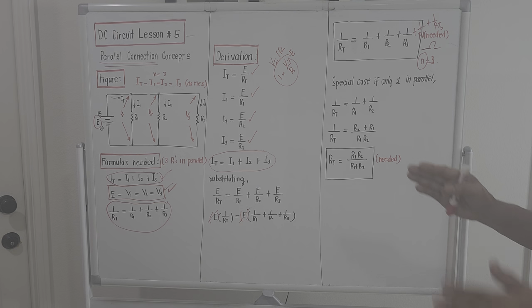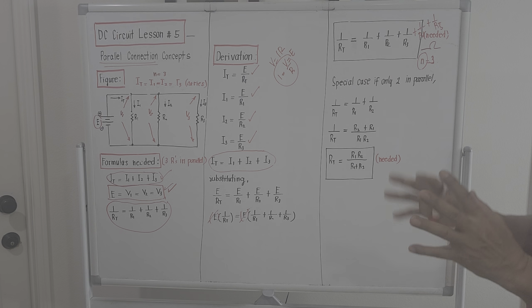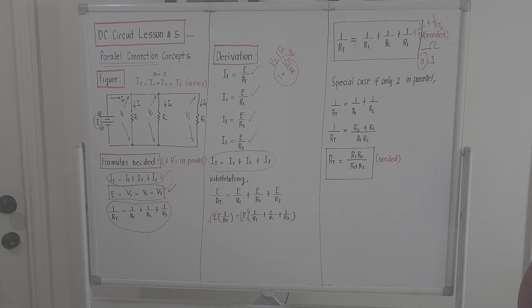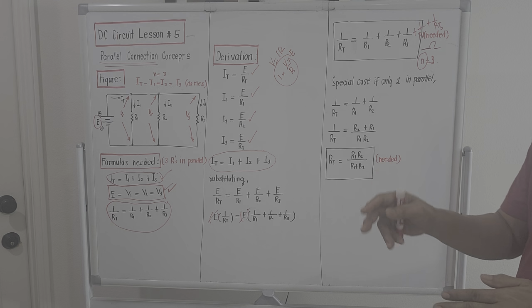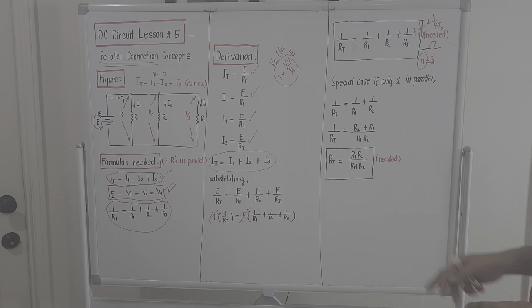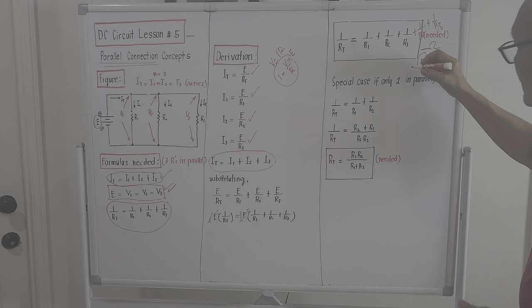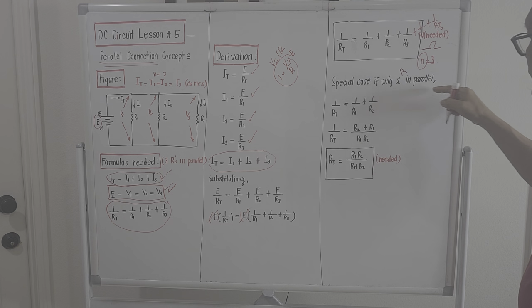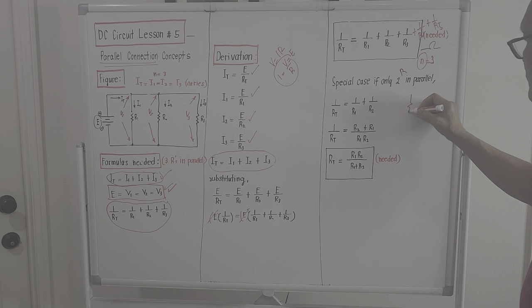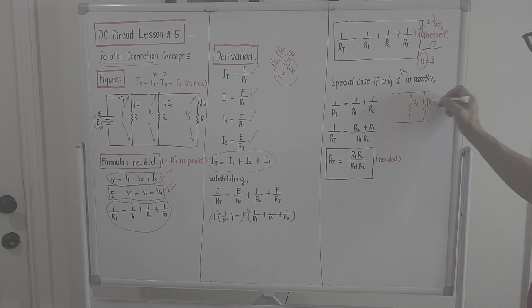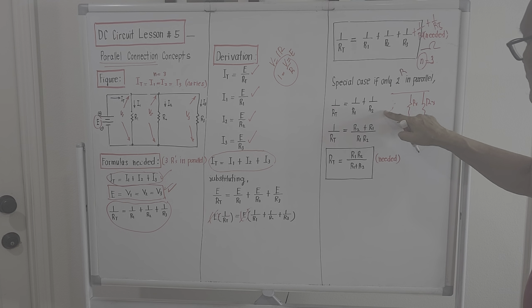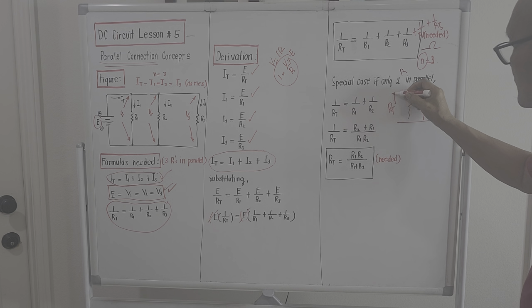There is a special case under parallel connection because sometimes we try to expedite our solution, and there is a special formula. If the total number of resistances is just only 2, which are connected in parallel. So the special case, if only 2 resistances are actually in parallel, this will be R1, this will be R2, and that will be R total.